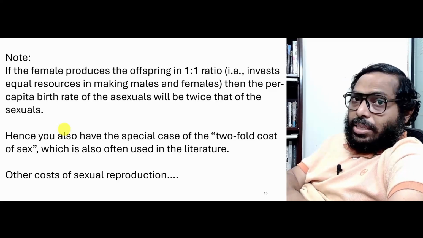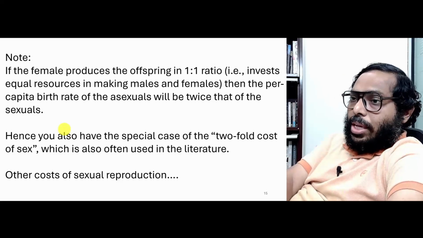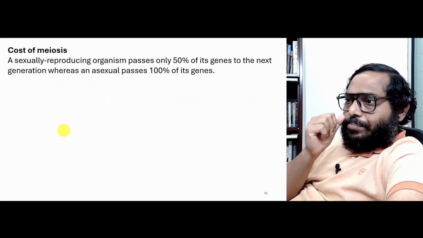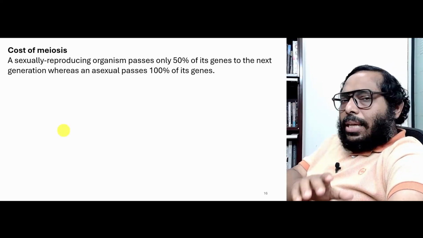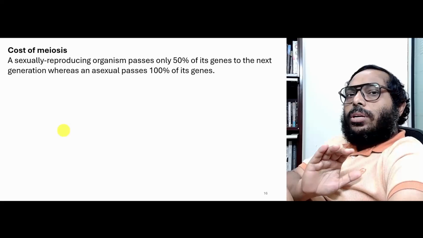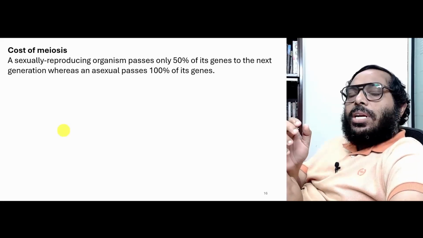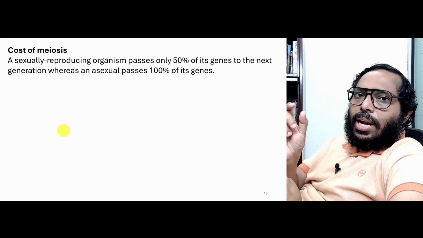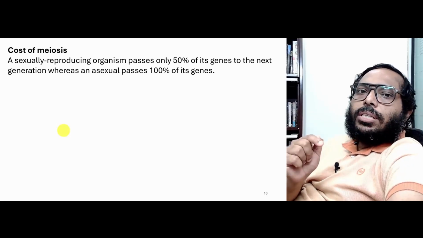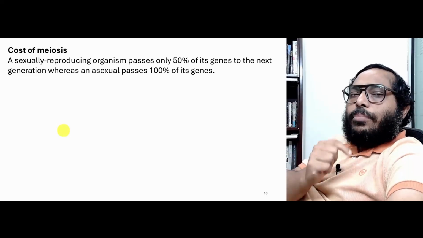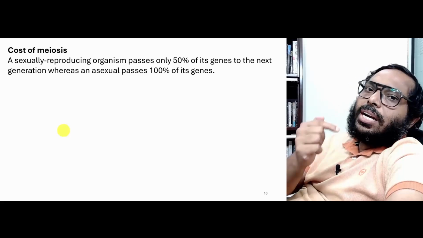There are many others. So, I will just give you a quick listing. So, for example, what is known as the cost of meiosis. As I said, if you are having sexual reproduction, then two gametes have to come together and fertilize. Now, that means that sexual reproduction is always associated with meiosis and a reduction division.